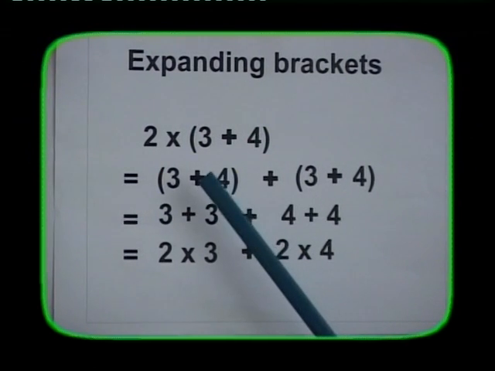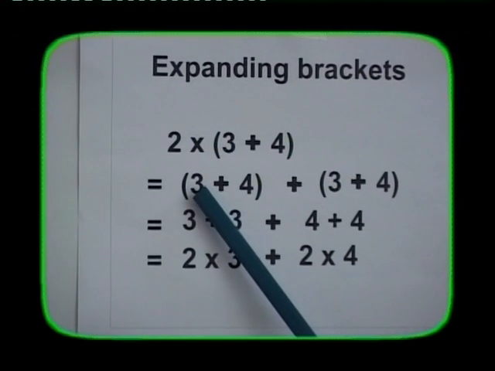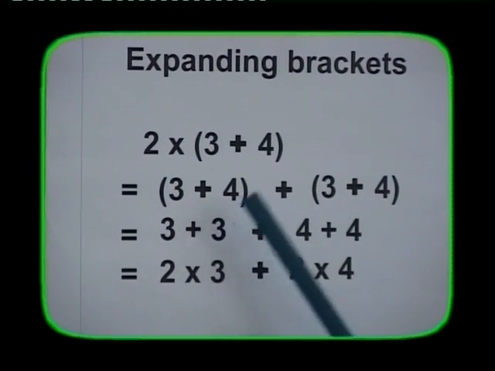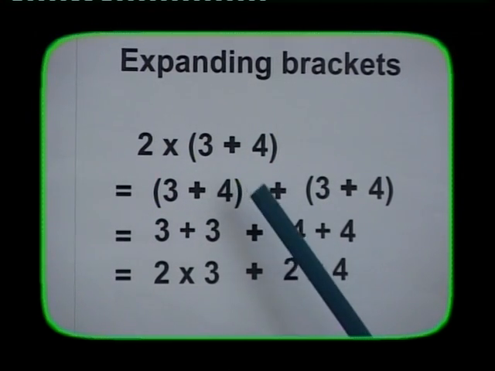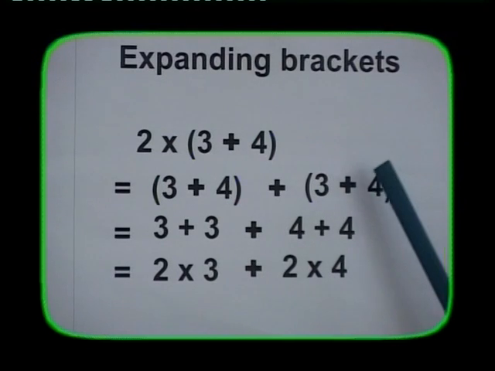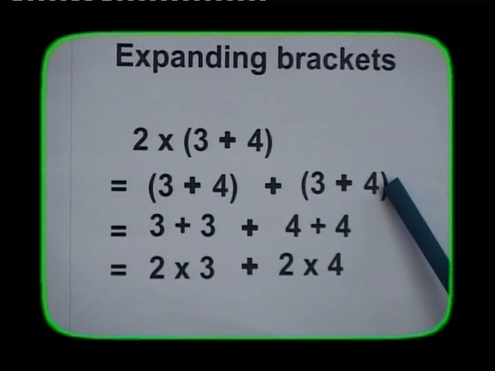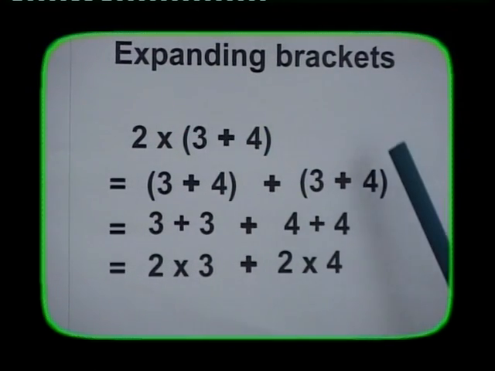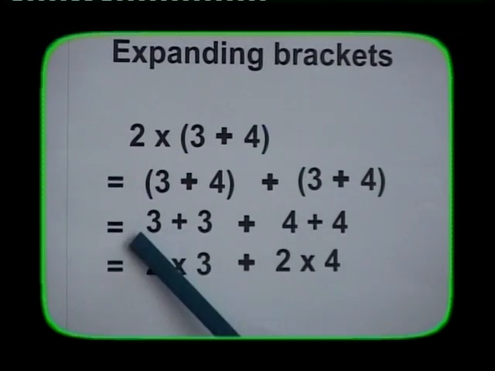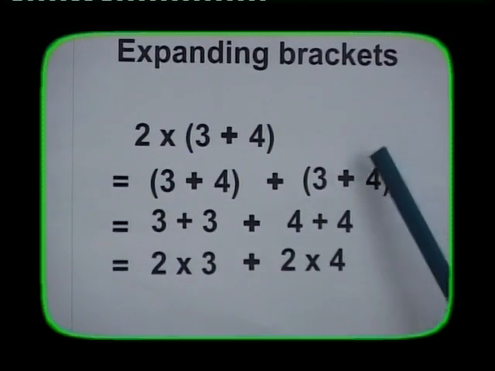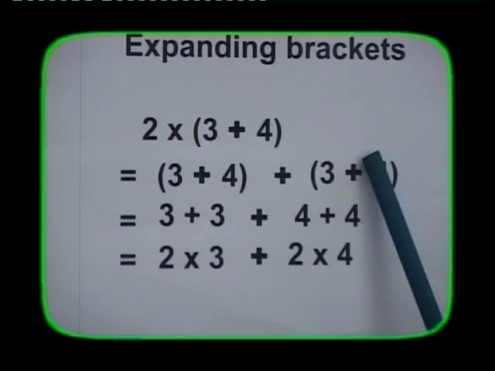As in algebra, we collect the like terms. Leaving out the bracket, we have 3 plus another 3 here. These are like terms. Plus 4 plus 4. There are 2 3's and there are 2 4's. I repeat, there are 2 3's and there are 2 4's inside these two brackets here, the terms that are in the brackets.